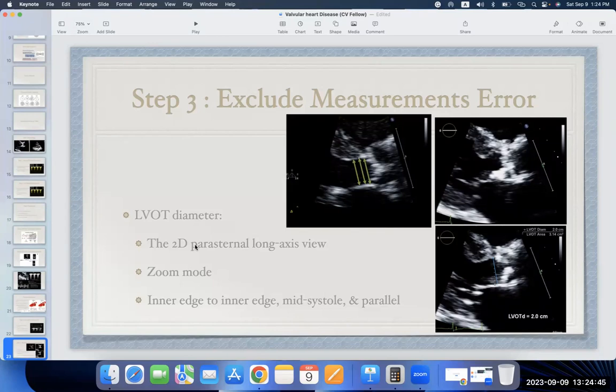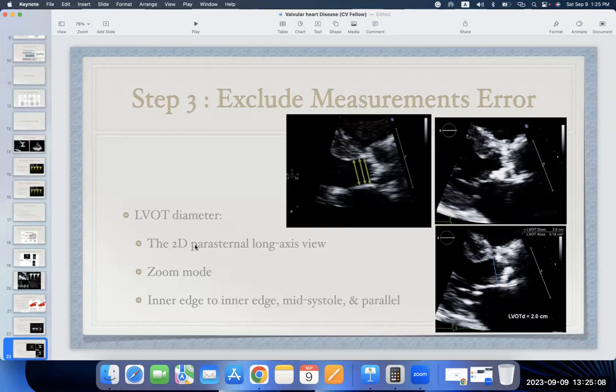The other point also is that, as you know, when we calculate the area of the LVOT, we square the radius. So you are squaring the error. If you made any measurement error, you're going to square the error, so it will significantly influence your estimation of the aortic valve.